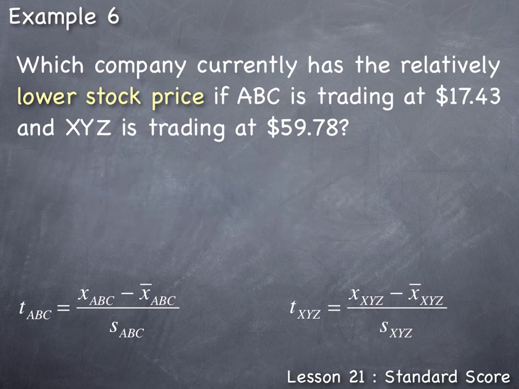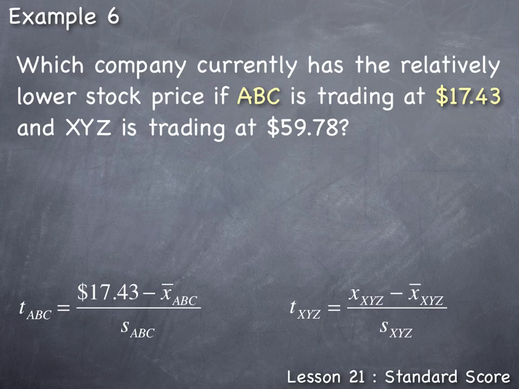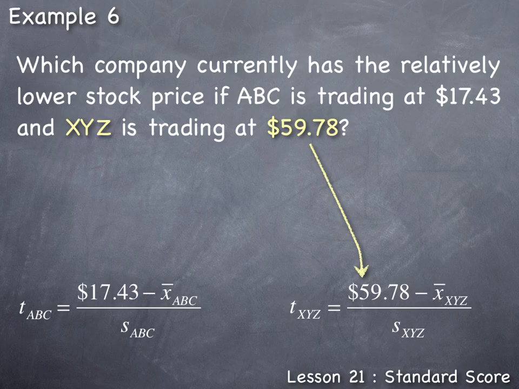Since company ABC is currently trading at $17.43, its current data value, or X, is $17.43. So we'll input $17.43 into the data value position on company ABC's standard score formula. And since company XYZ is currently trading at $59.78, we will input the $59.78 into the X data value position in company XYZ's standard score formula.